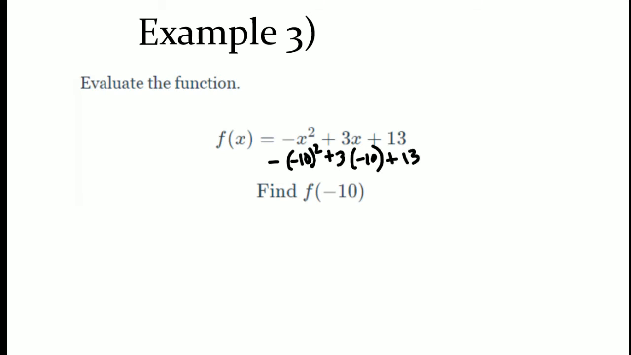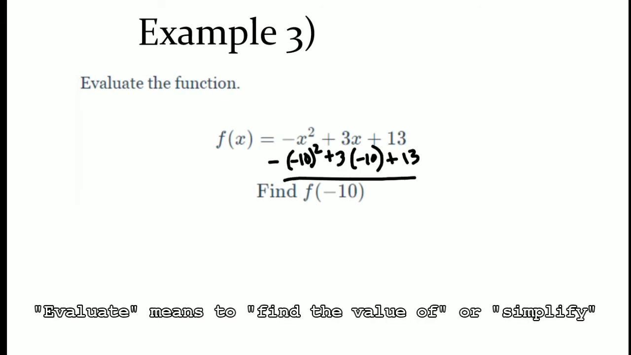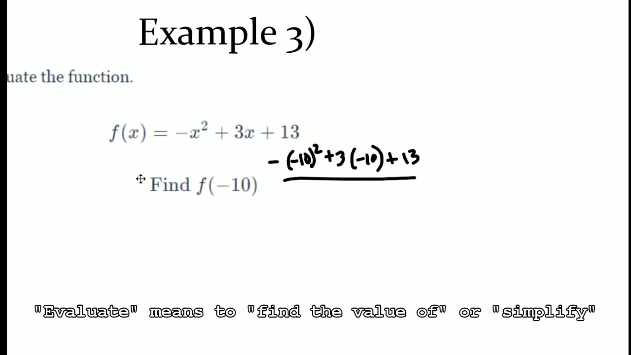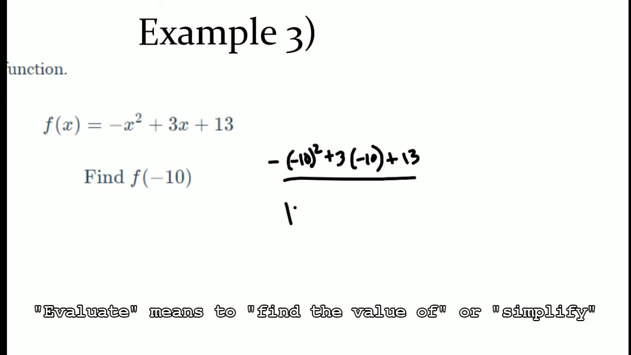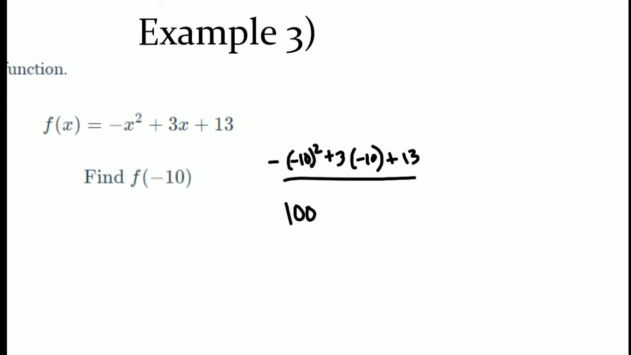Now, to find our value of f of -10, we're just going to evaluate this statement using our order of operations. (-10) squared is 100, since -10 times -10 is 100. And this is where it gets kind of interesting. Because this negative was outside of the parentheses, we take our result, 100, and make that negative. So this becomes -100, because we do -10 times -10 first, a negative times a negative is a positive, and then we take the negative. Then 3 times -10 becomes -30. And then 13 just stays the same, plus 13.